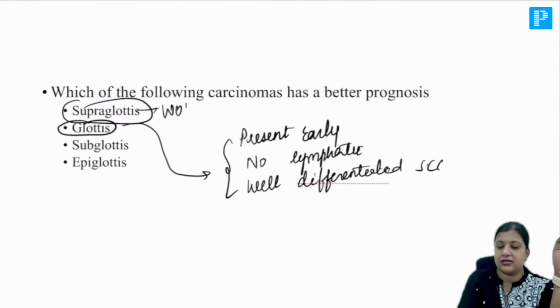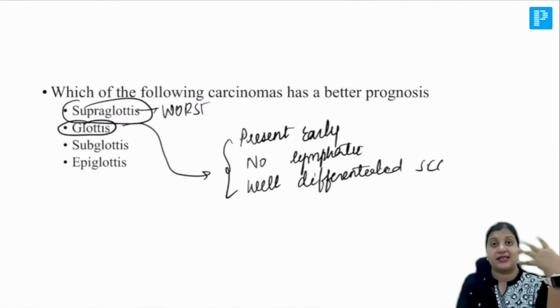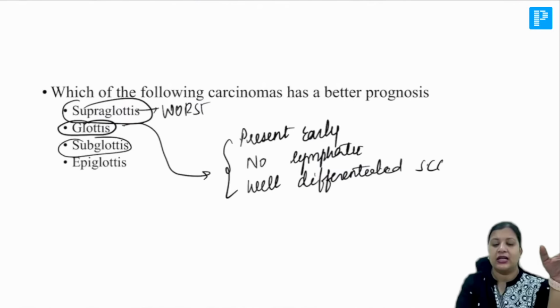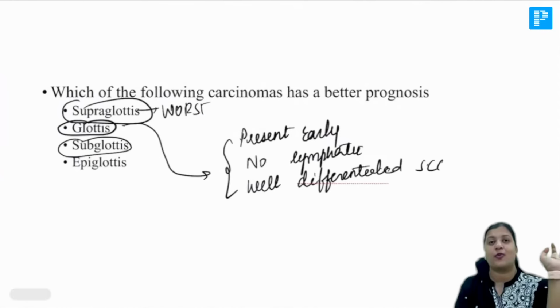Supraglottic have worst prognosis because they present late, they have lymphatic spread to upper deep cervical nodes, and they have anaplastic variant, so it has worse prognosis. Intermediate is seen in subglottic malignancies. Okay, so I hope all of you are clear.